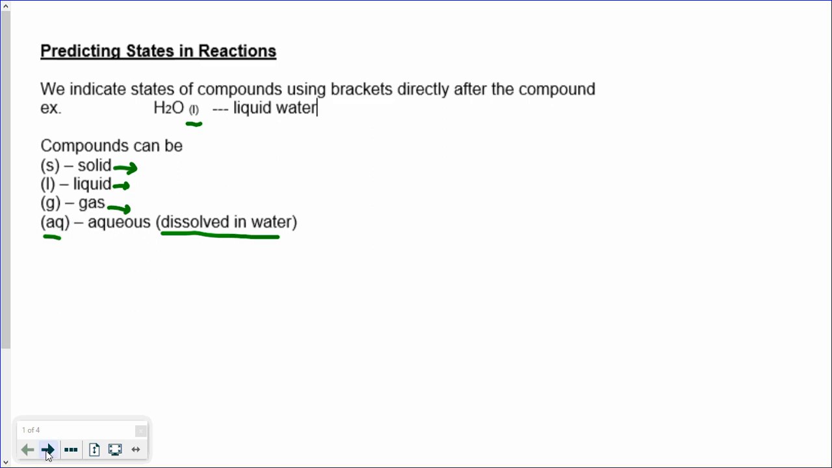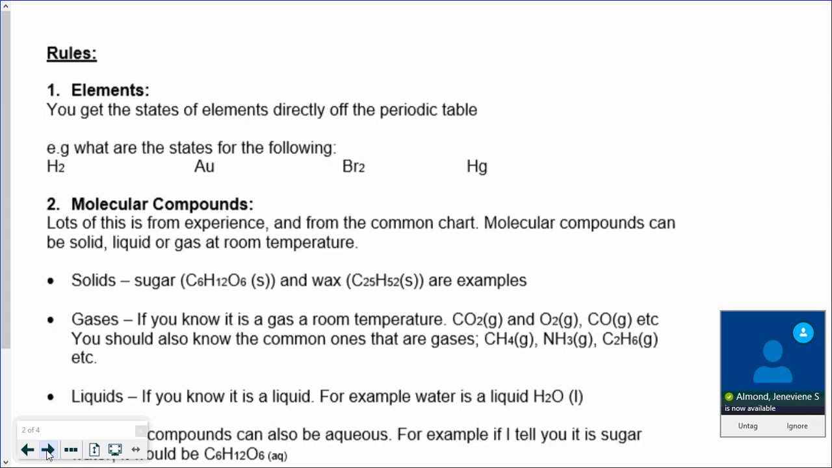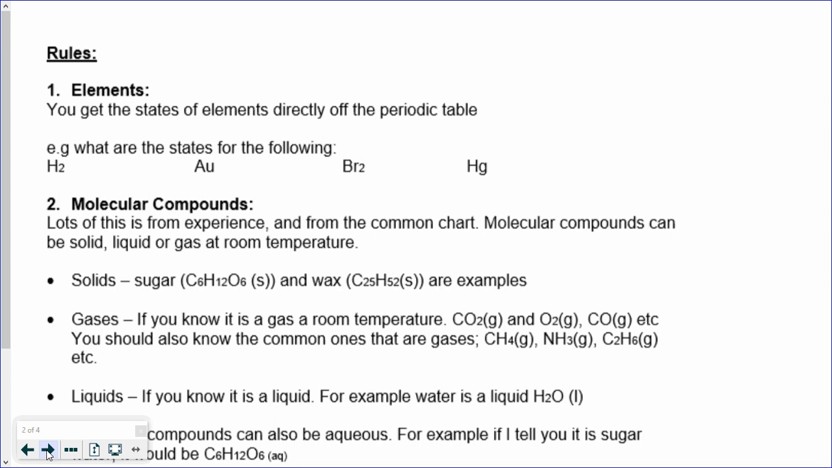So our rules for predicting states: if it's an element, something on its own, not in a compound, we see this with single replacement reactions, formations, and decomposition reactions. We'll see things that are just elements on their own. You get the states of the elements directly off the periodic table. On the left-hand side, right near the top, it says legend for elements.